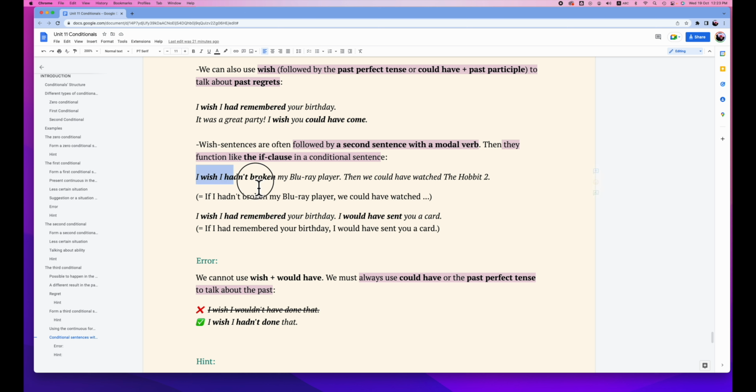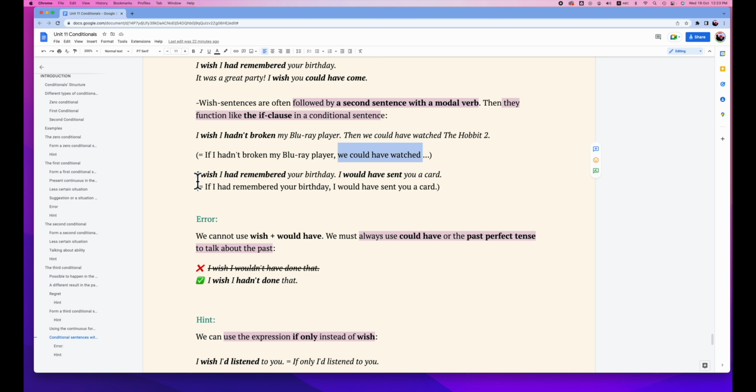So the first sentence is very much like part A in the conditional sentence here: if I hadn't broken my Blu-ray player. I wish I hadn't broken it. And part B: we could have watched Hobbit 2. Or the second example, I wish I had remembered your birthday, is equivalent to part A: if I had remembered your birthday, I would have sent you a card. This is part B: I would have sent you a card.